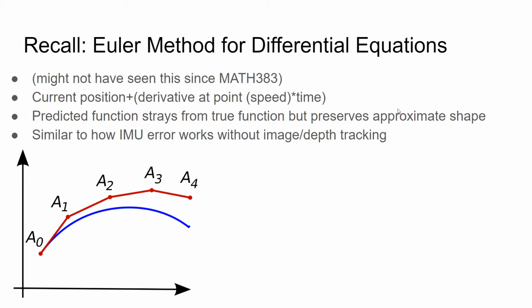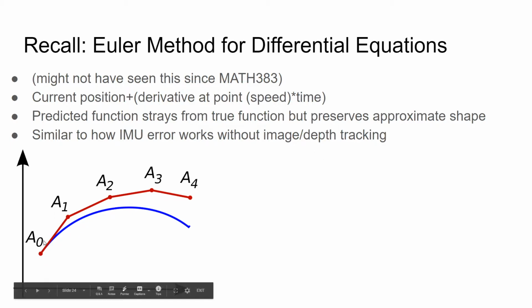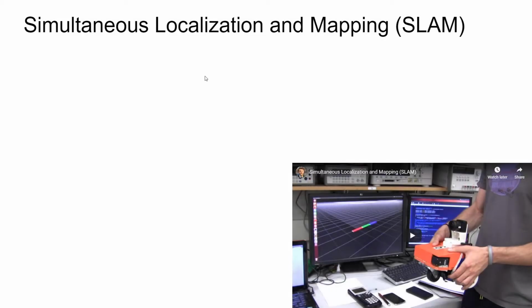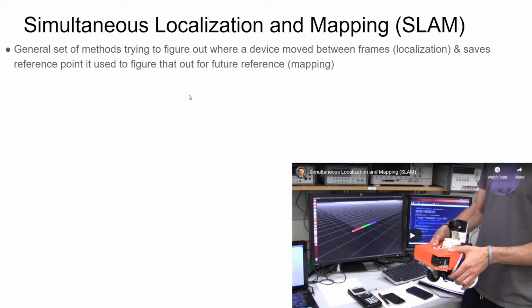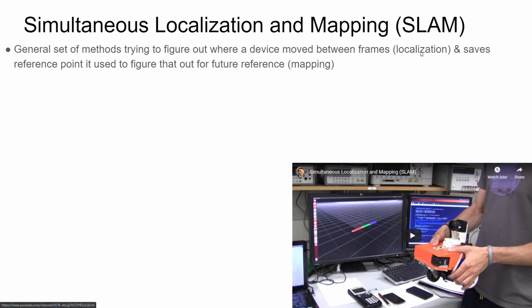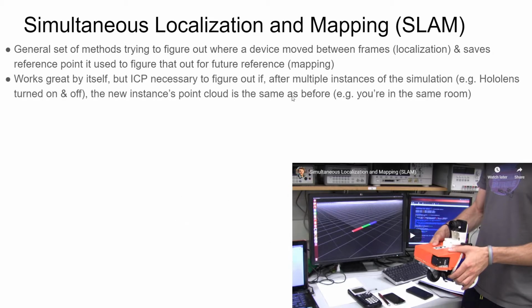So if you don't have any kind of global correction, and you just add a bunch of deltas together, you'll get this error accumulation. SLAM tries to mitigate this a little bit by aligning things and localizing them better. SLAM is a bunch of methods that try to figure out where the device has moved between two frames using some feature that it found in an image. This is the localization step. And then it saves whatever reference point it used to slowly reconstruct the scene and get a mapping between its own movement and what the scene actually looks like.